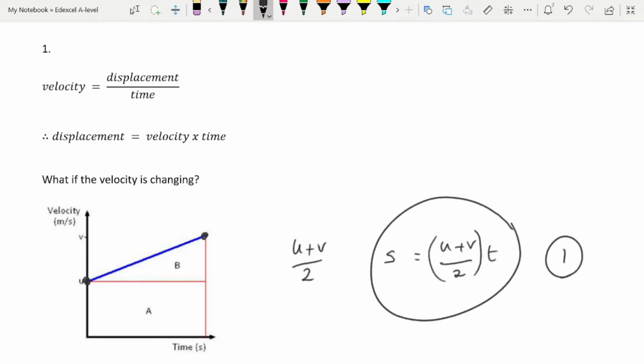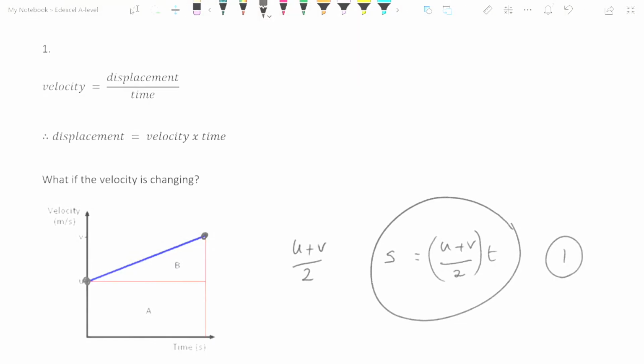As an extra exercise, this is a velocity-time graph, so our displacement should be the area under this graph. The A here is a rectangle, so its area would be t times u, and B is a triangle, and its area would be half t times the difference between v and u. And if you add those together, you should find that you end up with the same equation.